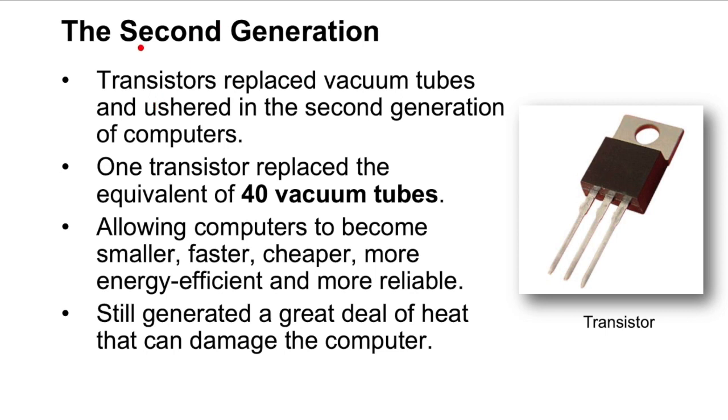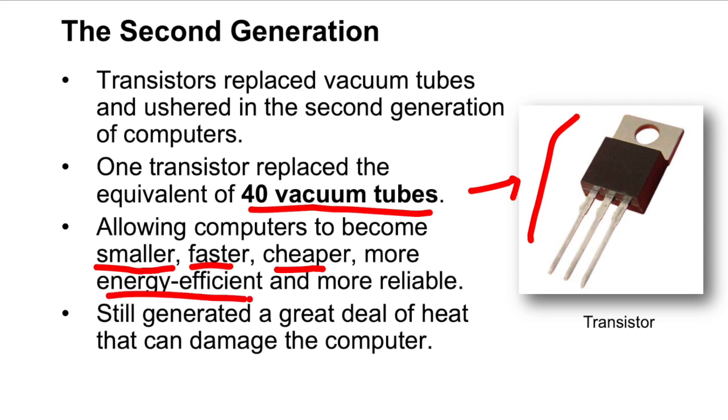In the second generation, transistors replaced vacuum tubes, and I showed the second generation computers. One transistor replaced the equivalent of 40 vacuum tubes. You can see that this tiny component was used instead of 40 vacuum tubes. So the computer became a lot smaller, faster, and even cheaper. Instead of manufacturing 40 things, you only have to manufacture this small component. It also became more energy efficient and more reliable.